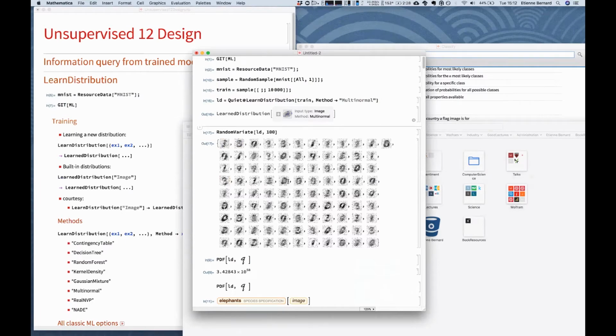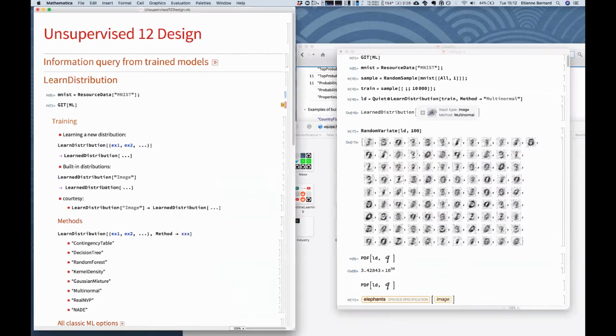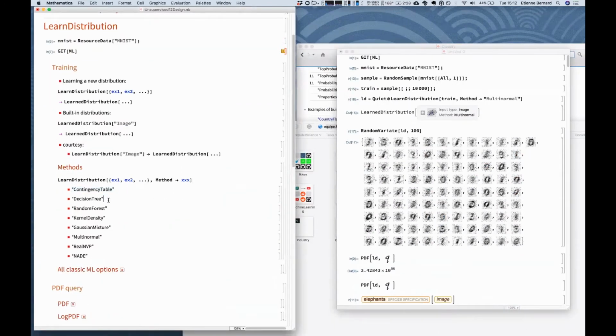Okay, so of those methods you've listed, which ones are currently implemented? This is kind of done, but we need to finish it. Kernel density, Amir can tell more. I don't think it's finished, right? It is kind of finished. Okay, kind of finished, good. Gaussian mixture is done as well. Yes, multinormal is done. Real NVP we're going to make better, but it's almost done.